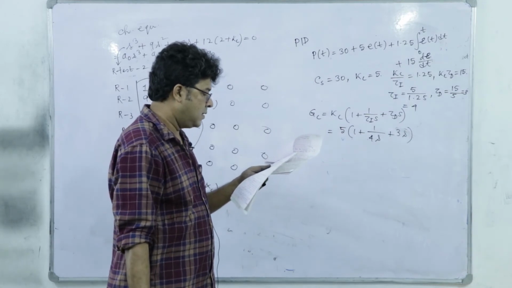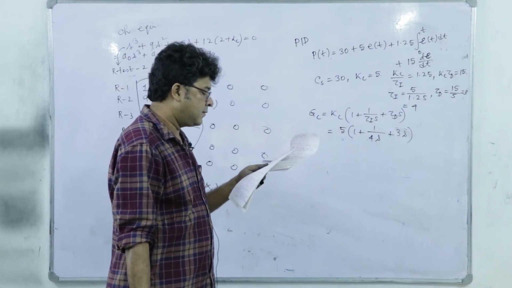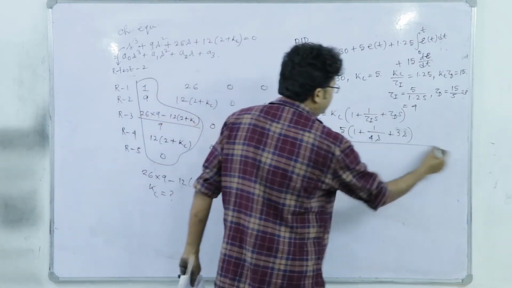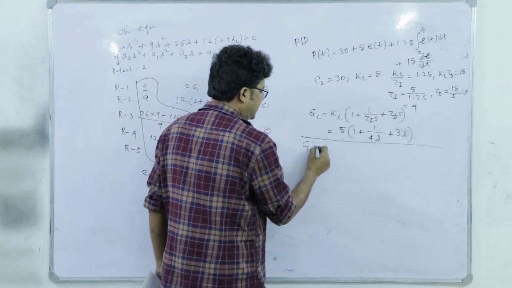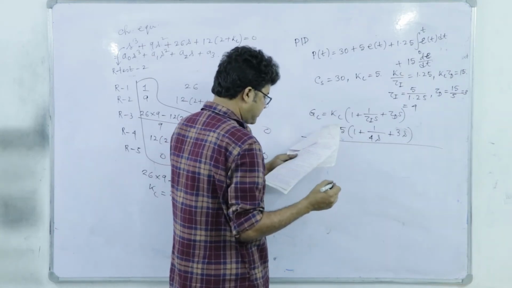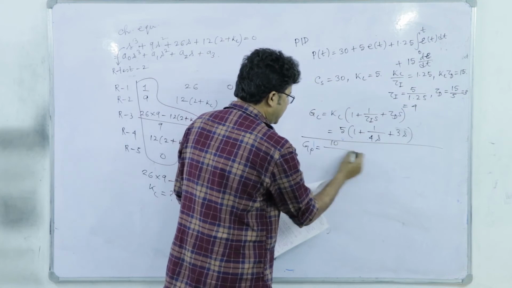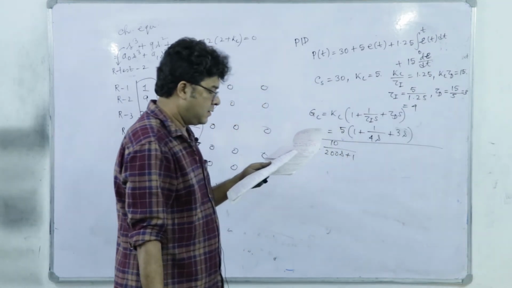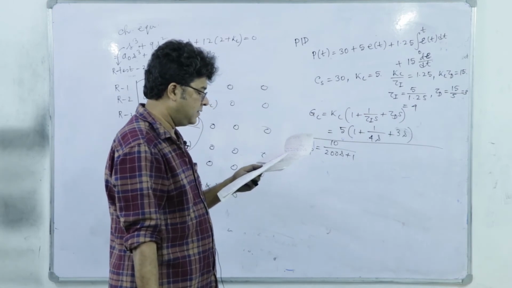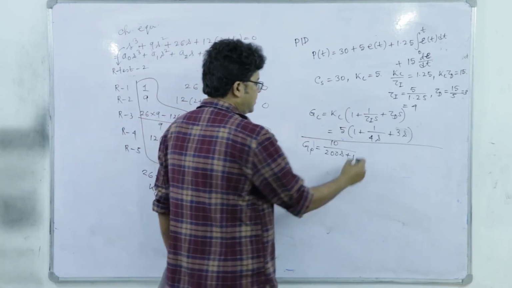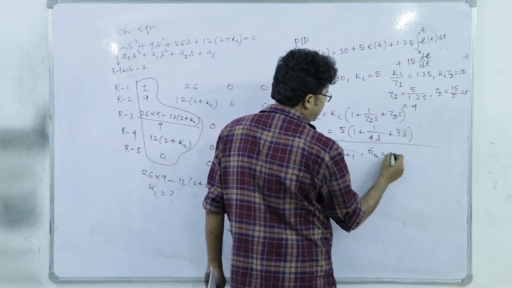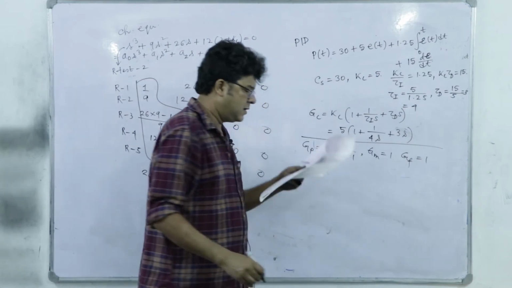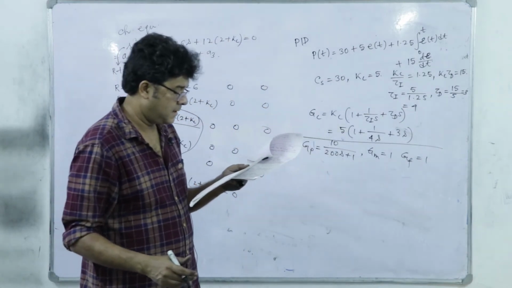Next, the transfer function of the process to be controlled, Gp, is 10 divided by (200s plus 1). The measurement of the controlled variable is instantaneous and accurate, that is GM is equal to 1. And obviously, we will consider GF equal to 1 because nothing else is given.